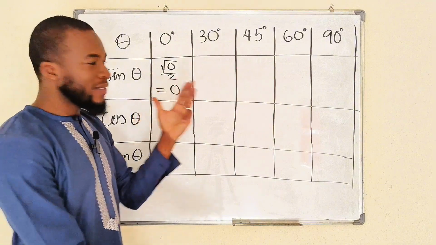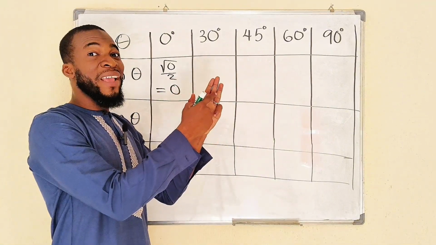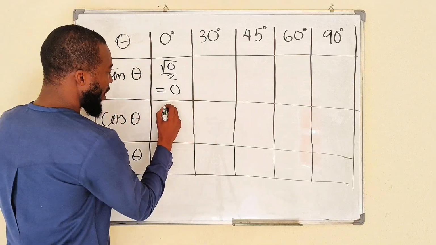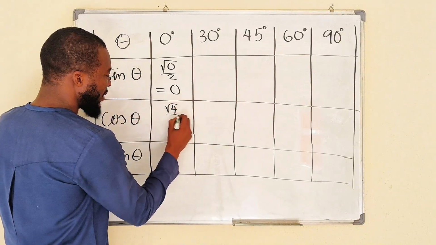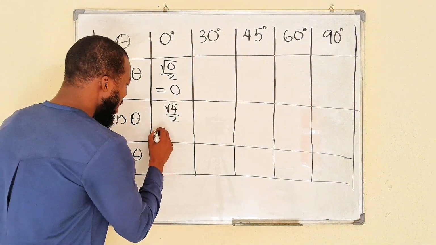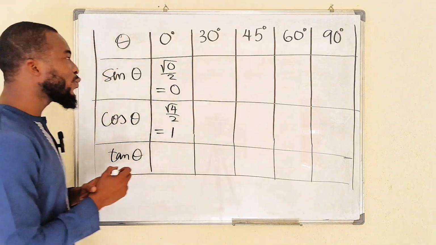Cosine of 0, then you count the number of fingers after, this time around after. We have 4 of them. So we have square root of 4 divided by 2. Square root of 4 is what? 2, and 2 divided by 2 is 1. Therefore, cosine of 0 is 1.